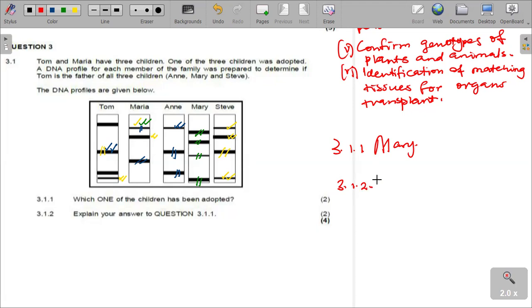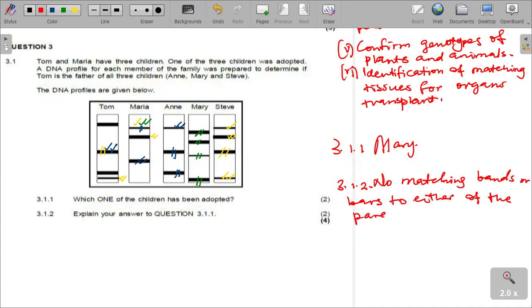So the reason is because there are no matching bands or bars to either of the parents. That's the reason why we can say that she can be the adopted child.